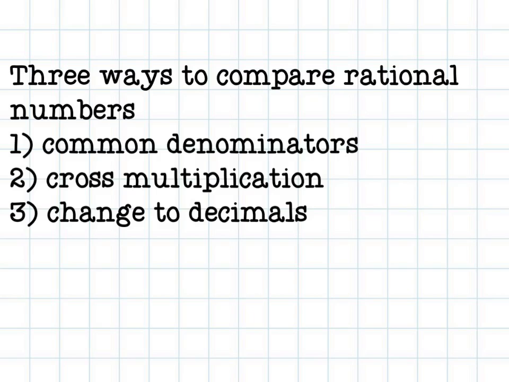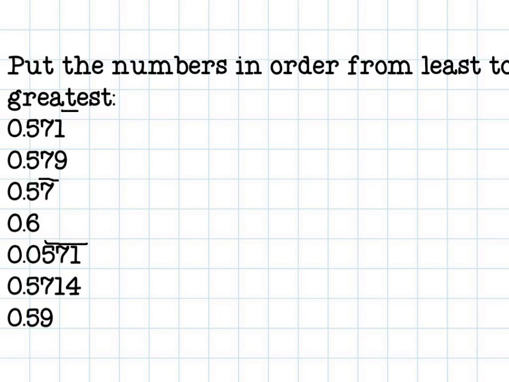Okay, so anytime we want to compare rational numbers, there are 3 ways of doing it. We can find a common denominator and change it to equivalent fractions. We can use cross multiplication and compare the numbers that came out. Or we can change the fractions into decimals. Okay, so sometimes you'll be given a list of numbers like this, and you'll be asked to put them in order from least to greatest. Remember, we are looking to see which numbers are bigger.